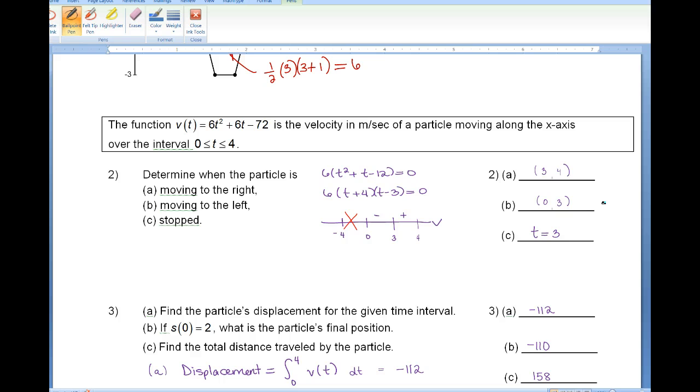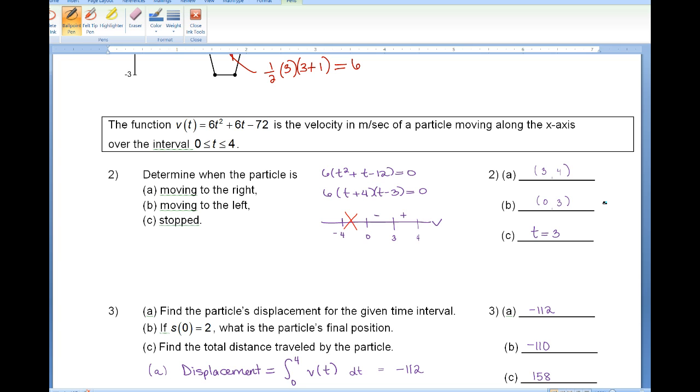Now we actually know the velocity function, so this is a different problem. It's in meters per second of a particle moving. So how do we know when the particle's moving to the right, the left, and when it stopped? You have one like this on your practice quiz. You have one like this on your actual quiz. So what do we want to do? We want to figure out where velocity is equal to 0. We have the velocity, right? Set velocity equal to 0 and solve.